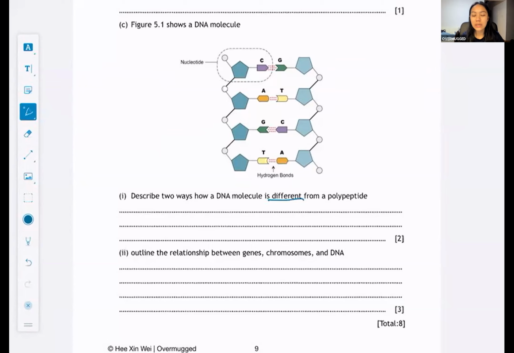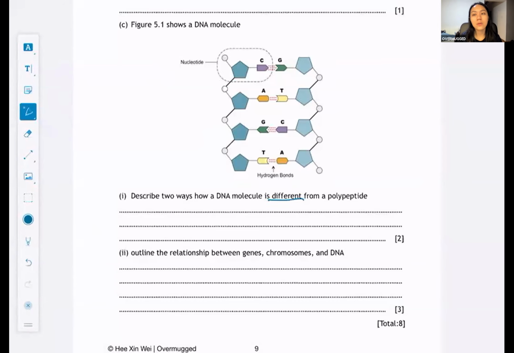Usually when you come to this kind of comparison, you have to compare point to point, which means that you cannot just give a whole chunk about the structure of DNA, because I know you guys know that very well since it's in your notes, right? The whole chunk of the structure of DNA and then the whole chunk about polypeptide. No, you have to find the comparing points. So in this case, what is the basic unit of a polypeptide? Amino acid. What is the basic unit of a DNA molecule? It is the nucleotide. So the first point is the basic unit.